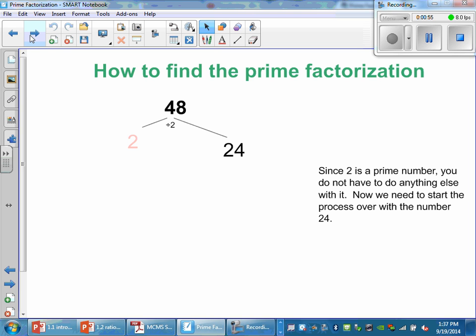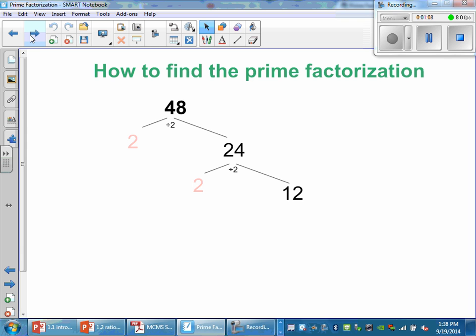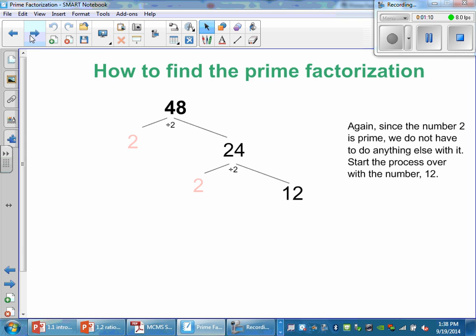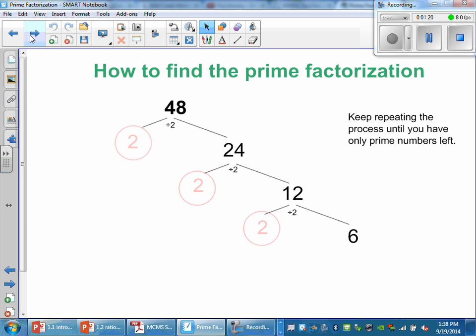Since 2 is a prime number, you do not have to do anything else with that 2. It's just going to stay off to the side, and then you need to start the process over with the number 24 since it is not a prime number. Again, I know that 2 goes into 24. I get 2 and 12. Since 2 is a prime number, I can leave it alone, and then I move on with the number 12. I again can divide 12 by 2. I get 2 and 6.